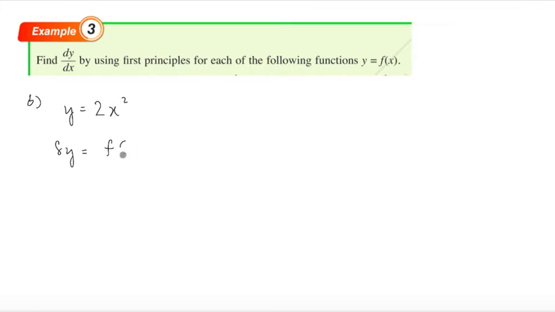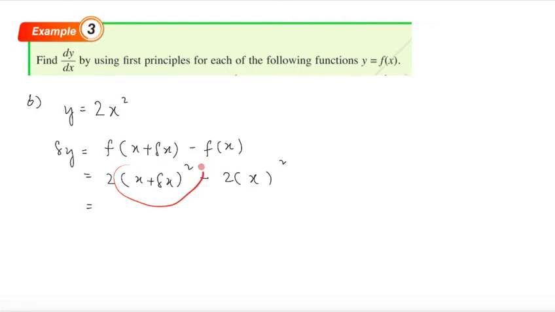Delta y equals f(x plus delta x) minus f(x). Okay, start with here. So f function is, now we can apply already. F function is 2x squared. So minus again f function 2x squared. So this one, substitute inside x plus delta x. This one, substitute inside x. So this one we want to expand now. See, this one I explained to you just now. Alright, we start now to expand.